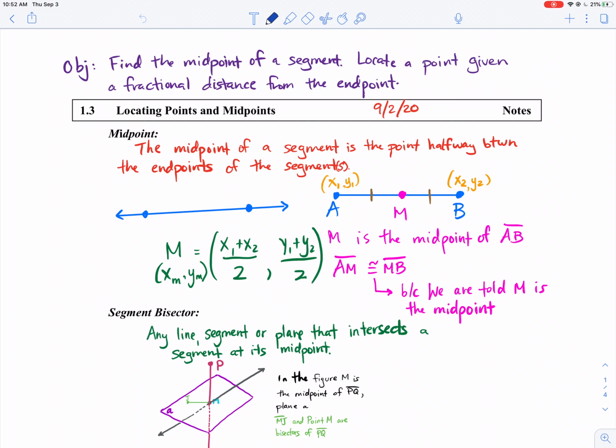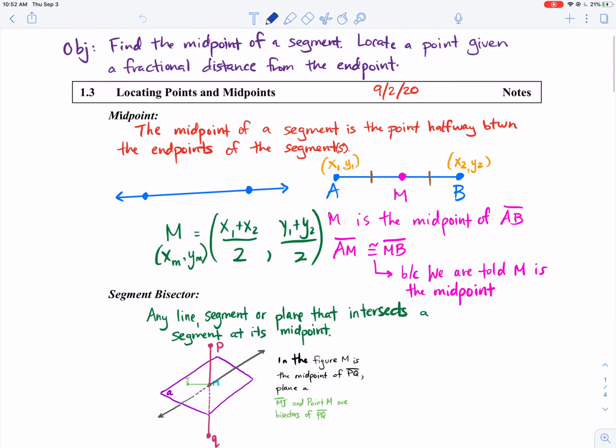So the objective of these notes is going to be to find the midpoint of a segment and to locate a point given on a fractional distance from the endpoint. So that one we might get to a little bit later. I have another worksheet that we're going to practice. But the definition of midpoint, so as you go through the YouTube video, just go ahead and pause it so you can write it down.